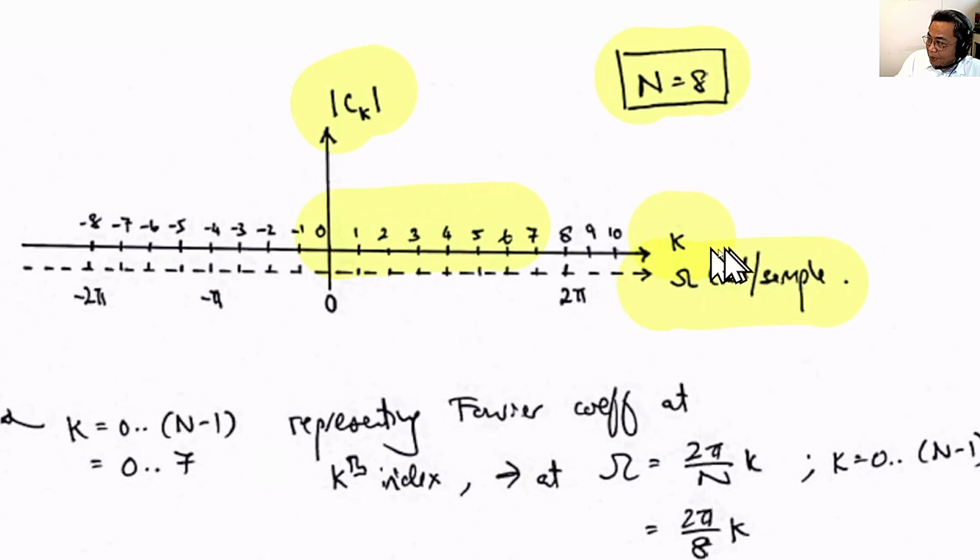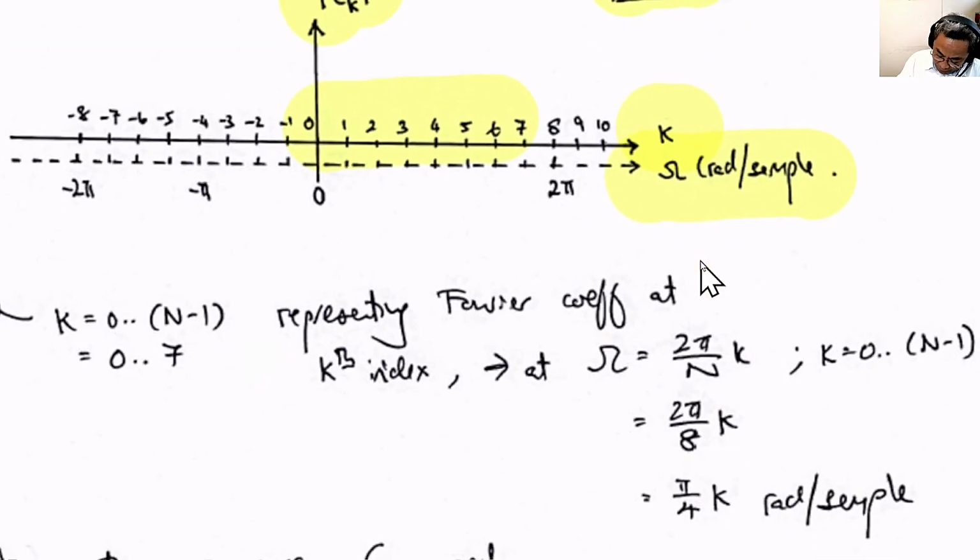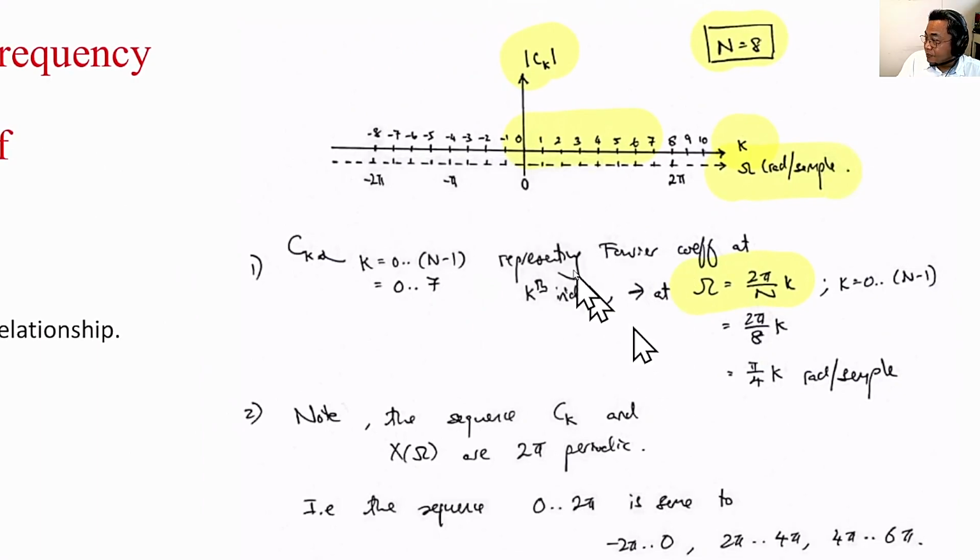Let us see the mapping of k to omega. Remember, once we have capital N, the map is simply this: omega equals 2 pi divided by N times k. So this maps ck for N equals 8 to 0 to 2 pi in this way. So every jump, C0 to C1, C1 to C2, in this example, shows that it's 2 pi divided by 8, meaning pi over 4 radians per sample for different k.